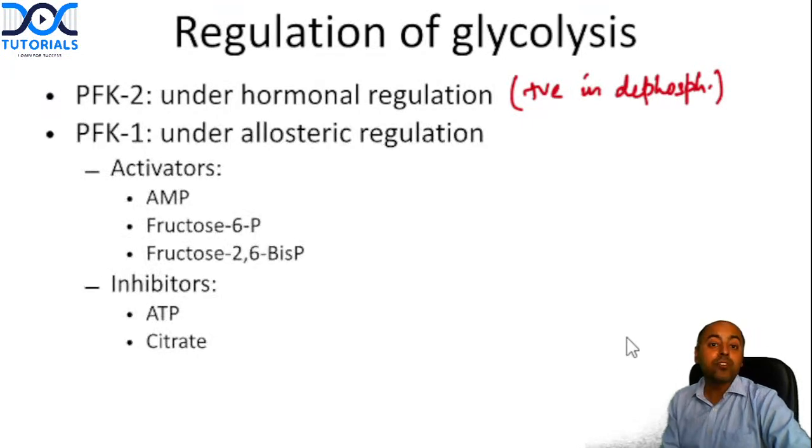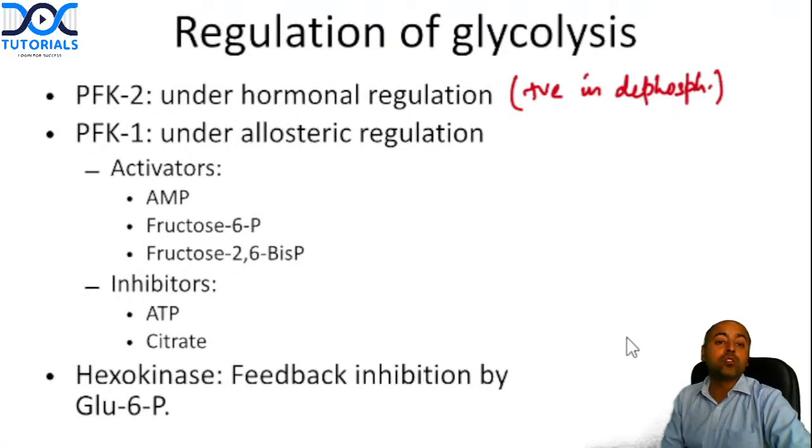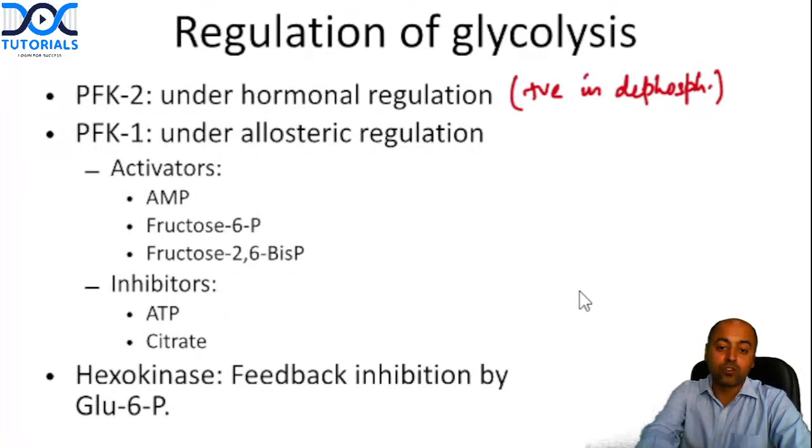Then we have PFK1. PFK1 is under allosteric regulation. The activators include AMP, fructose 6-phosphate, and fructose 2,6-bisphosphate. Inhibitors include ATP and citrate, right? And then we have hexokinase. Hexokinase will show feedback inhibition by glucose 6-phosphate.